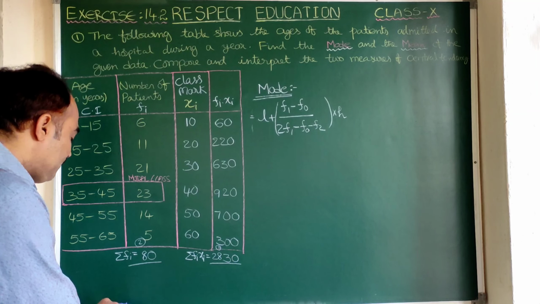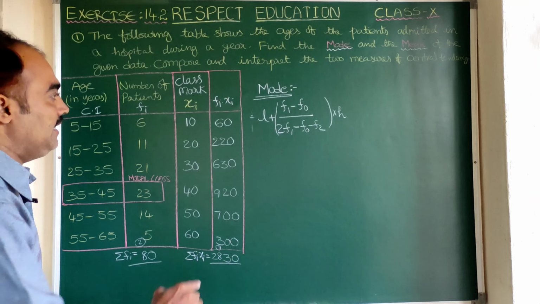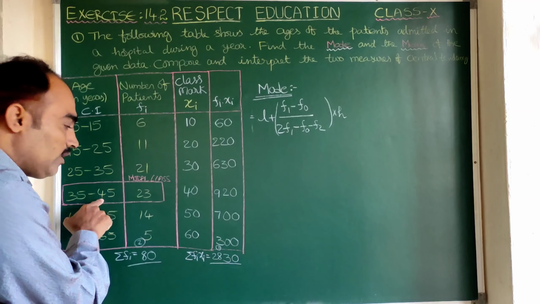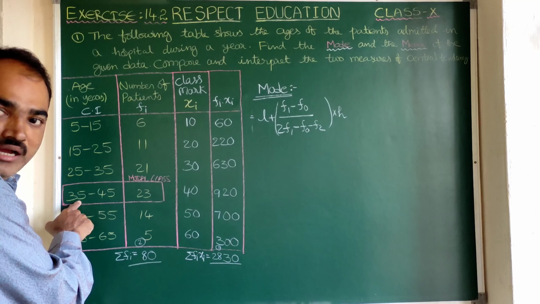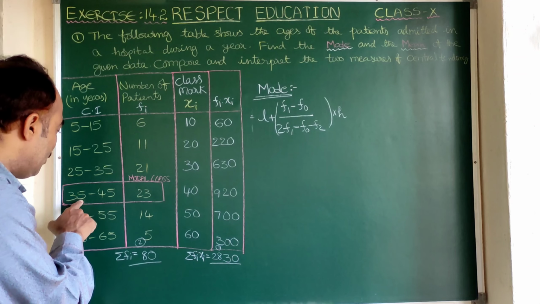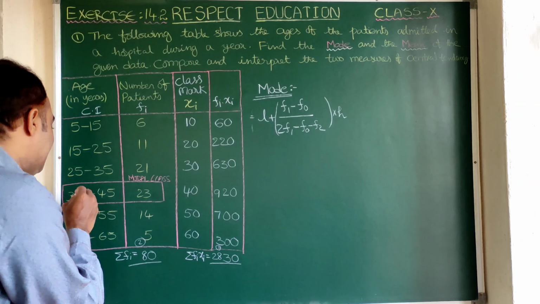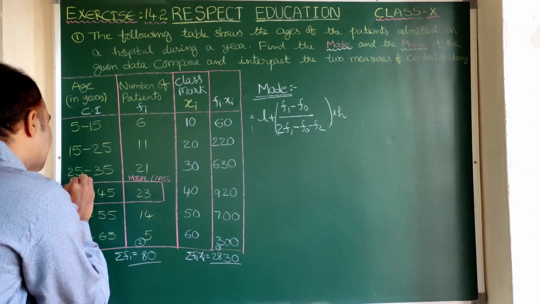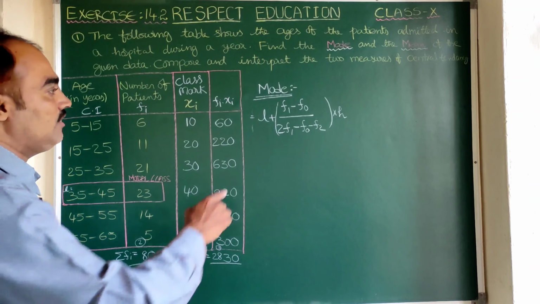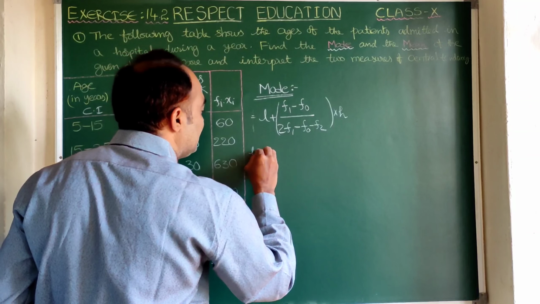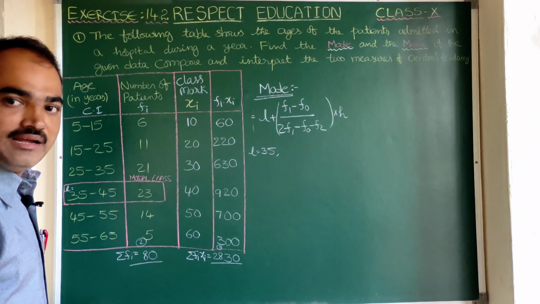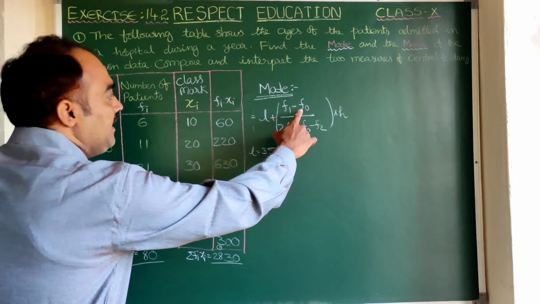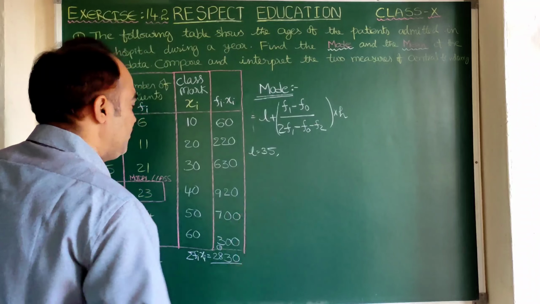Clear? After finding modal class, this class's lower limit, not upper limit. Lower limit, how much is this? 35. That is called L. This lower limit is L. So here we found one value, L is equal to 35. Is it clear? And now here we need F0, F1 and F2 values.